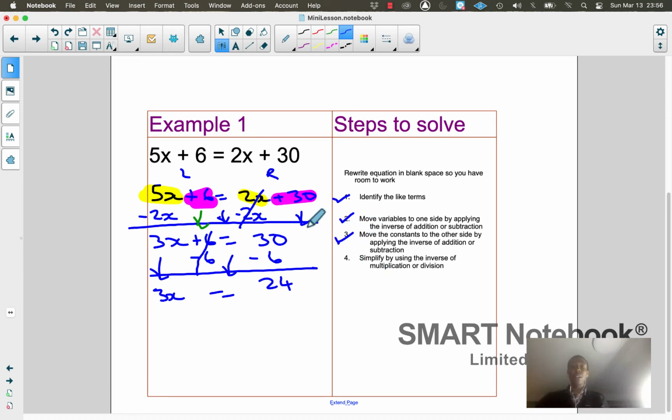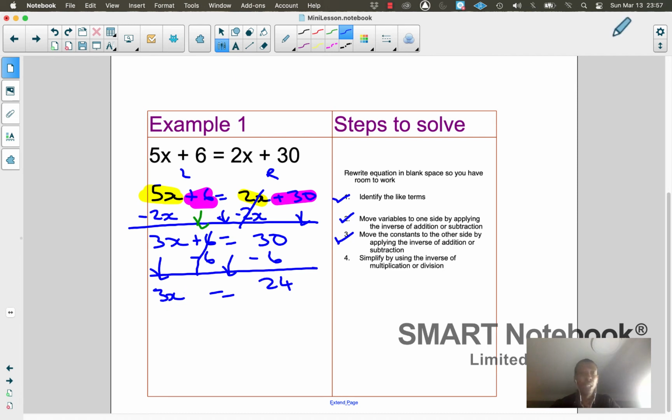Let's move on to step, okay? Step number 4 says simplify by using the inverse of multiplication or division. So we have here 3x is equal to 24. Now, look at 3x. What is the operation here? 3x, ladies and gentlemen, is the same as 3 times x. 3 multiplied by x is the same thing. So what is the operation? The operation is multiplication. So what is the inverse of multiplication?